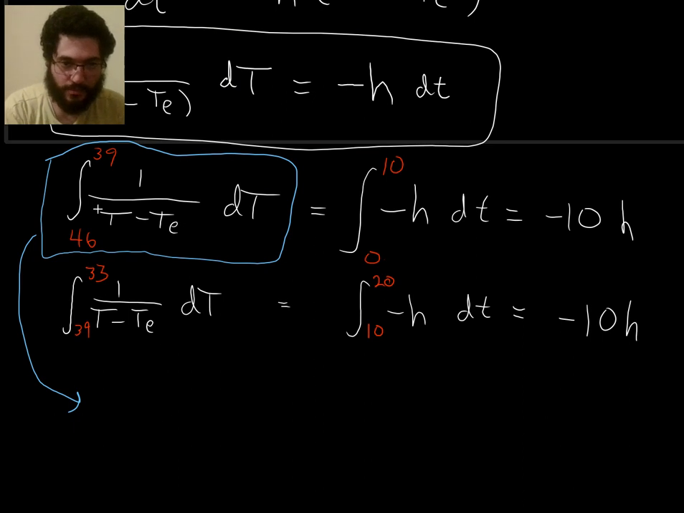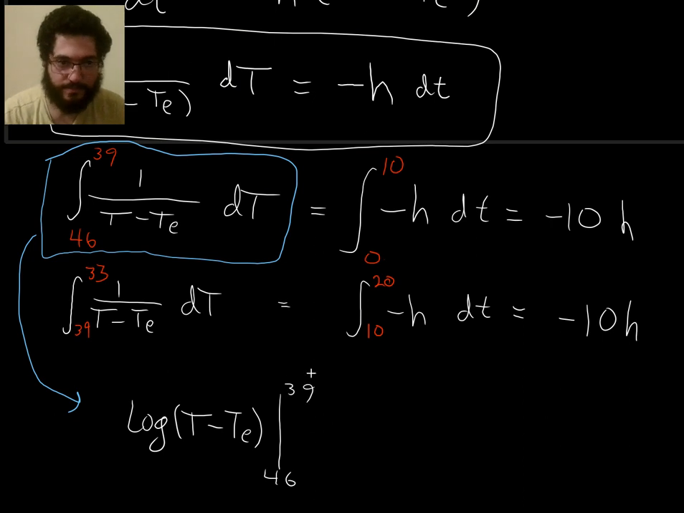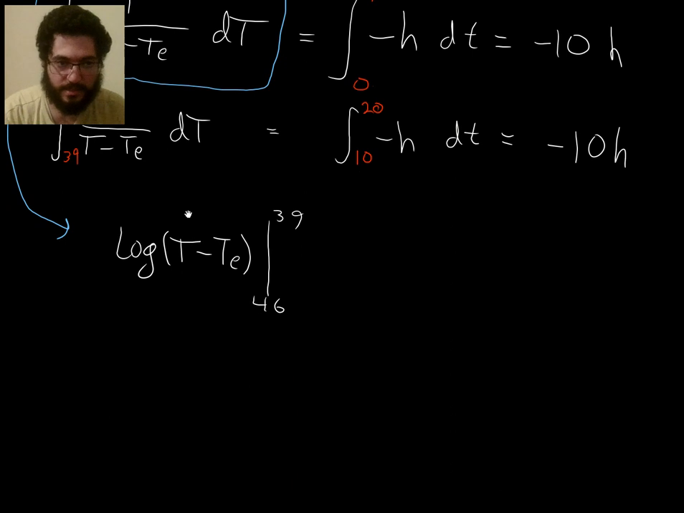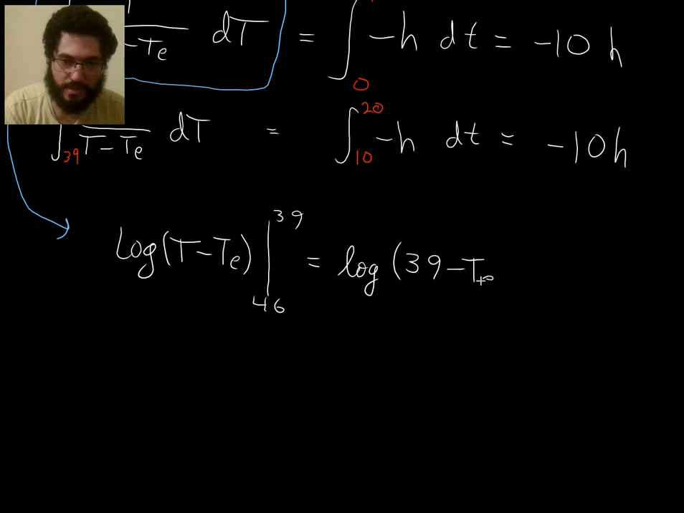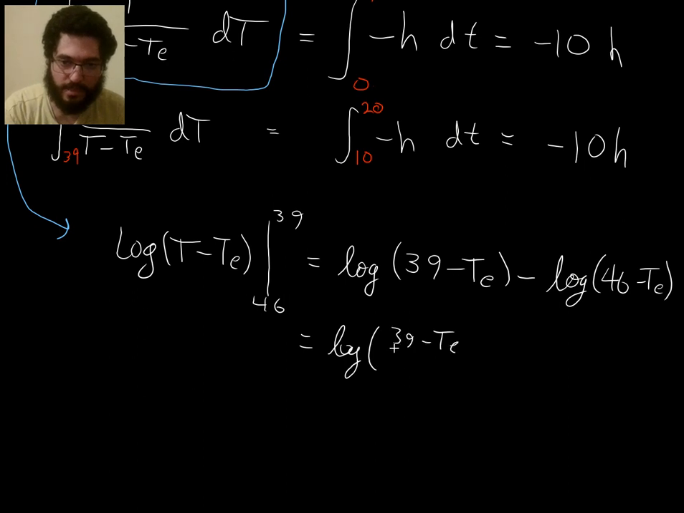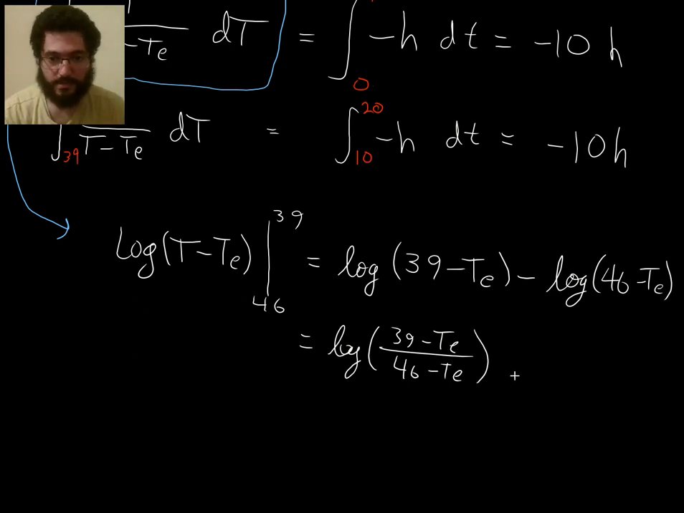So I should get, when I integrate this, for my antiderivative, log of T minus Te, and then I'm going to evaluate that from 46 to 39. That means I get log of 39 minus Te minus log of 46 minus Te. So that's log of (39 minus Te) divided by (46 minus Te). Okay, so let's remember that.